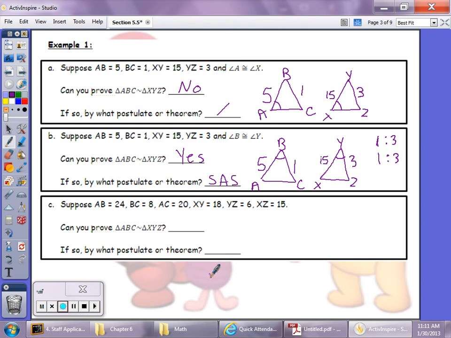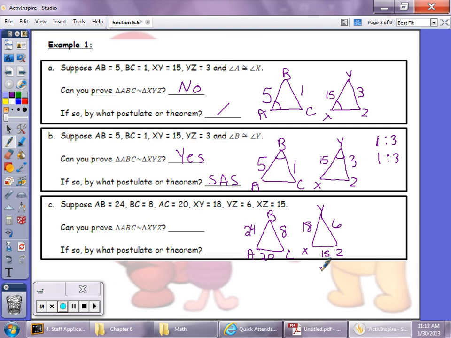In the next example, we're going to suppose that AB is 24, BC is 8, and that AC is 20. And for the second triangle, for XYZ, we are going to assume that XY is 18, YZ is 6, and XZ is 15. Because we've been given three sides in one triangle and three sides in a second triangle, the only thing we could possibly prove would be side-side-side.